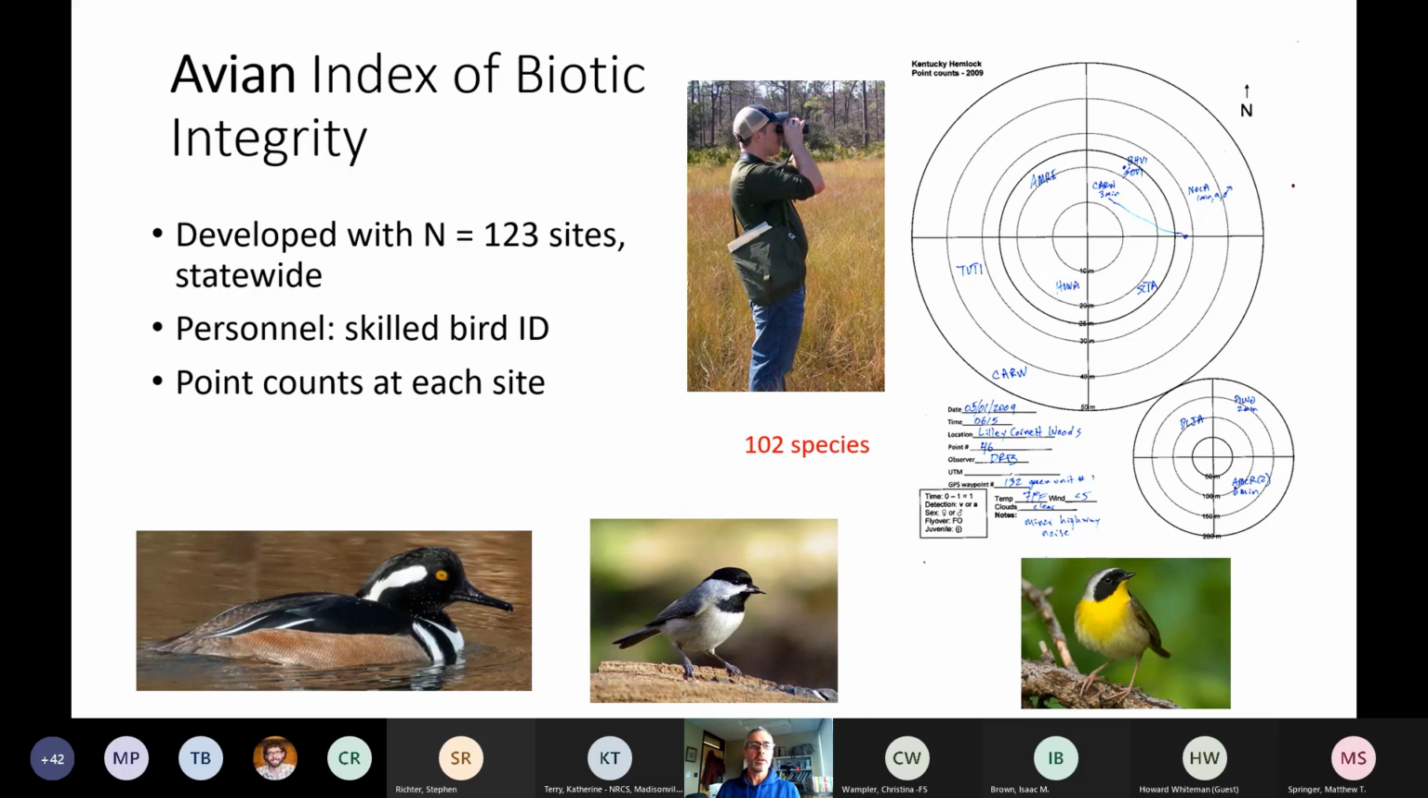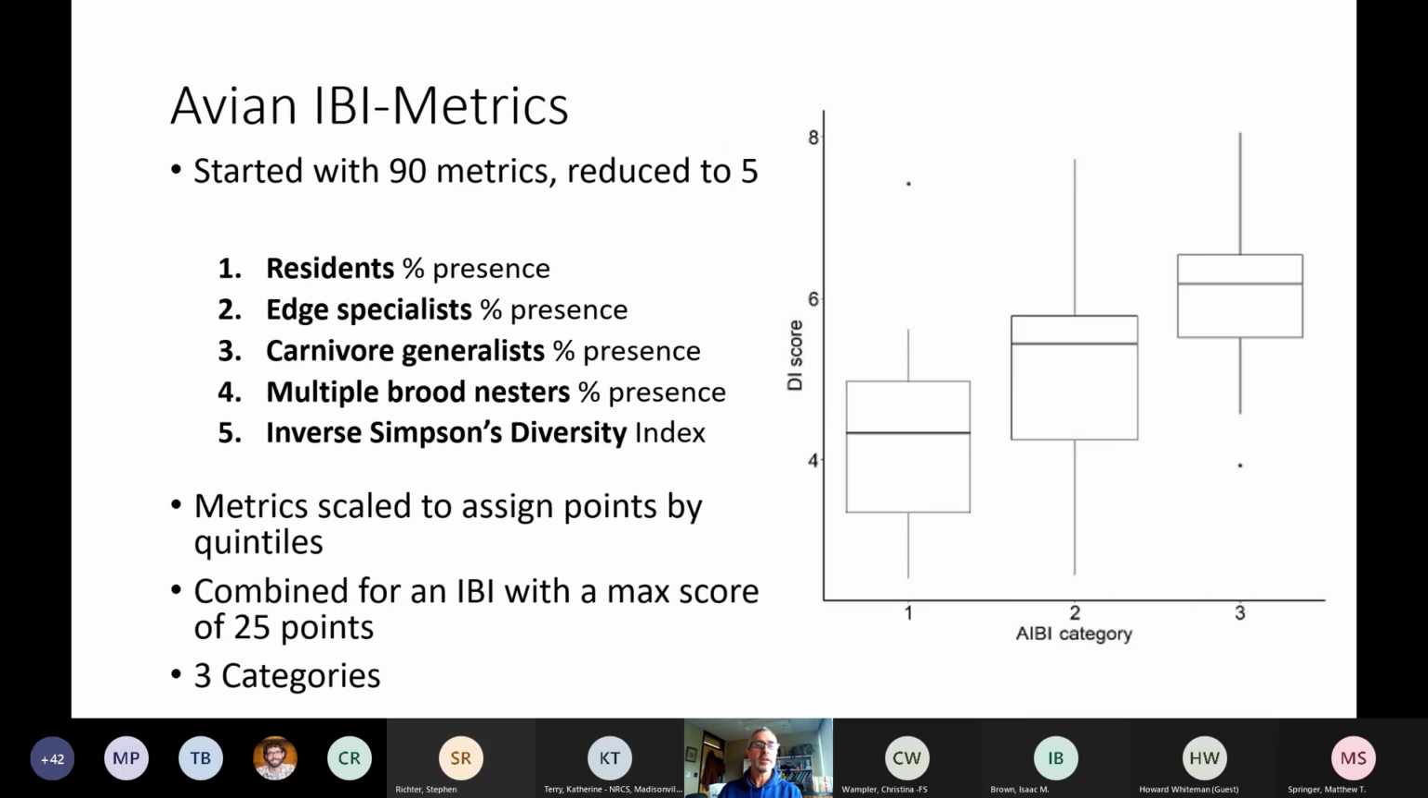metrics that reflect the life history and guilds of the species. And then those guilds are weighted by the presence or the abundance of the species. So we started with 90 metrics for the avian IBI. We reduced that to 5 metrics, and those include the percent of resident species, the percent of edge specialist, which are also generalist, the percent of carnivore generalist, which includes insectivores, the percent of multi-brood species, and a measure of the community diversity, the inverse Simpson's index.